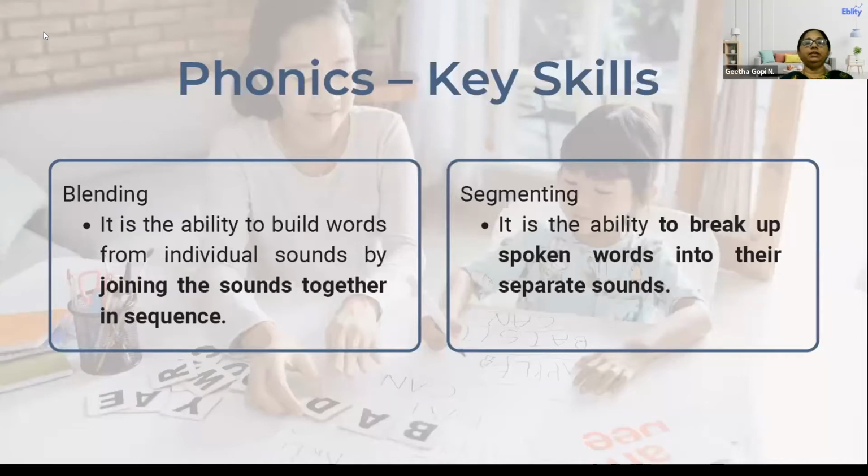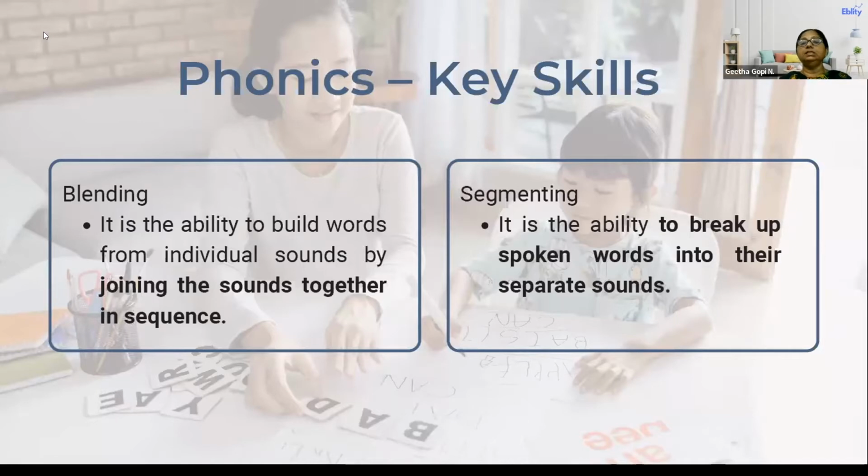Two major areas that we are looking at. One is called blending and the other is called segmenting. Blending, as the word suggests, is when we put the individual letter sounds together. We join the sounds together in the sequence that it is given in the word, and sound the word out. So generally what we call sounding out the word. That is called blending, putting the individual sounds together to say the word.